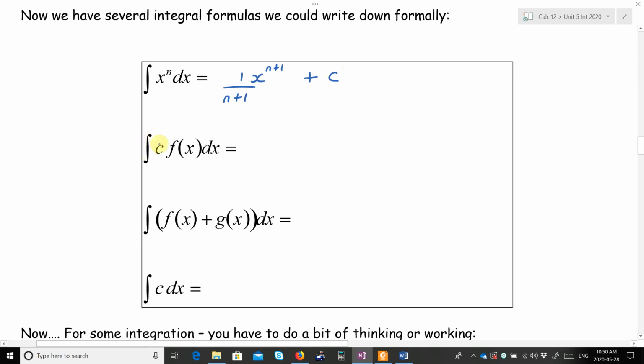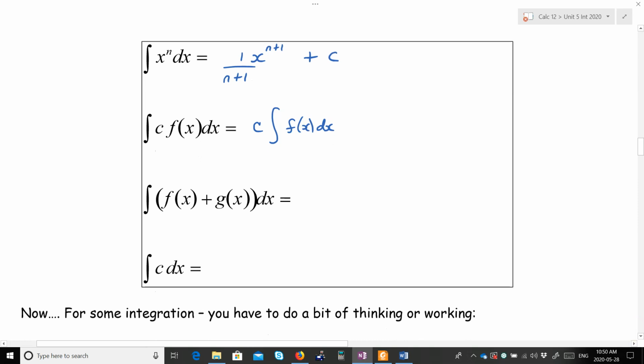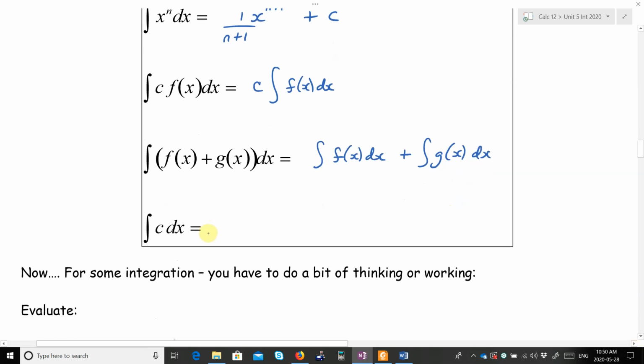If you are taking the integral of a constant times a function in x, and you're taking the integral with respect to x, you can actually divide the constant out and just do the integral of the function part. If you're doing the integral of two functions added together, you can split them up, which we've already done. You do the integral of f of x dx plus the integral of g of x dx. And the integral of a constant with respect to x is c times x plus some other constant, possibly.